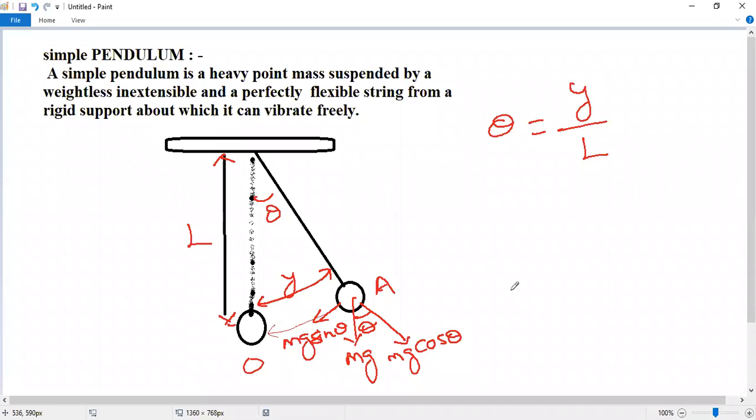The restoring force acting on the bob, bob meaning the point mass, is F equal to minus mg sin theta. This is the restoring force acting on the point mass. The negative sign indicates that the direction is opposite to the angular displacement.